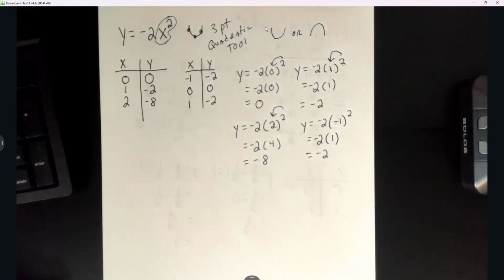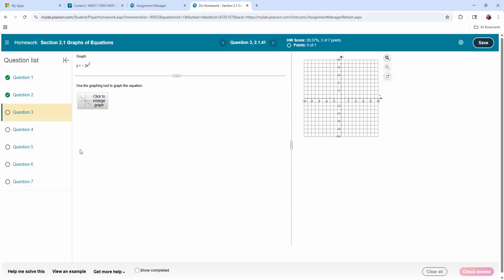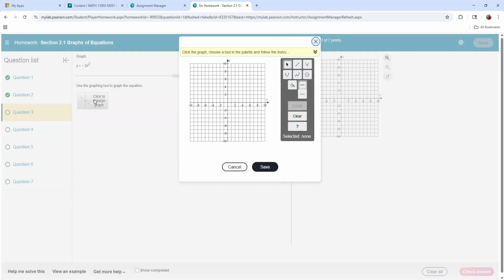So let's go to MathLab and plot those points. All right, so we're going to click to enlarge graph. For x squared, you're going to go to the second row over here and pick the 3-point quadratic tool. Now, it doesn't matter what order we plot our points. I had a 0, 0. I'll put it in the center.